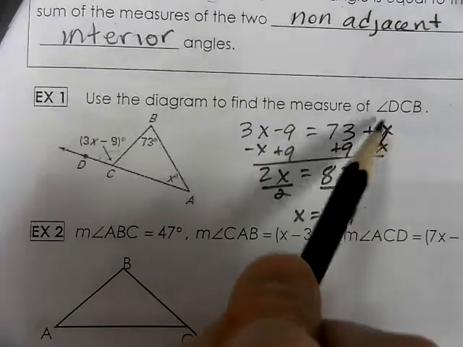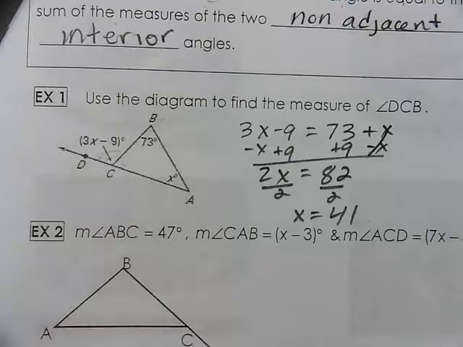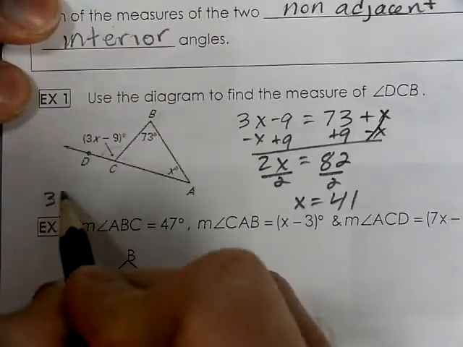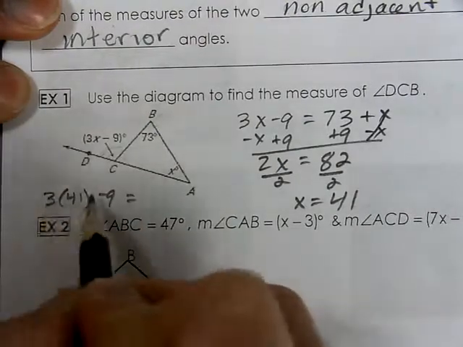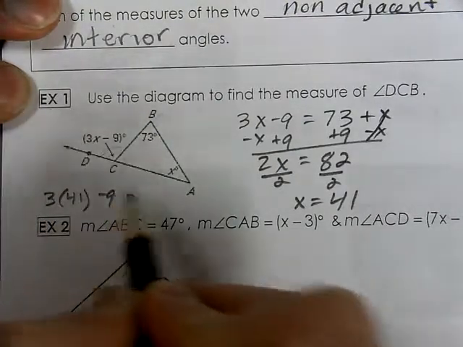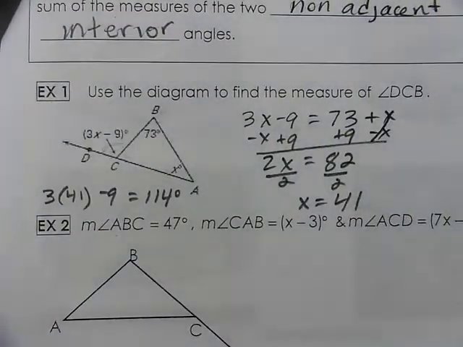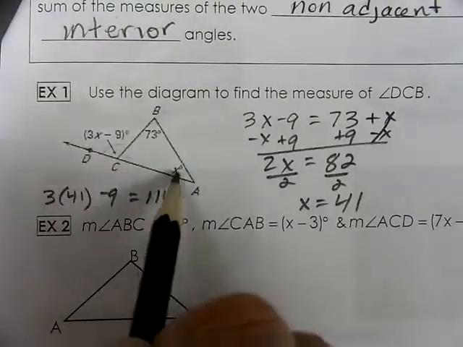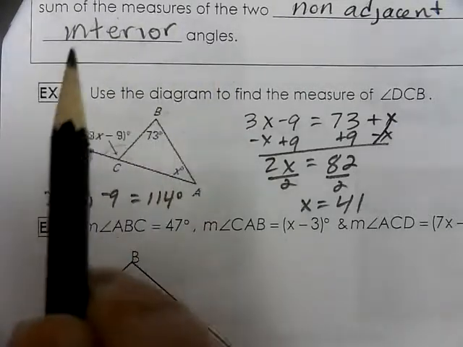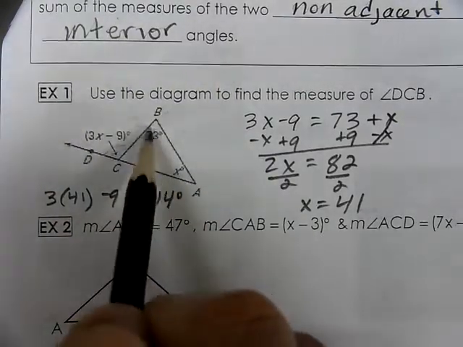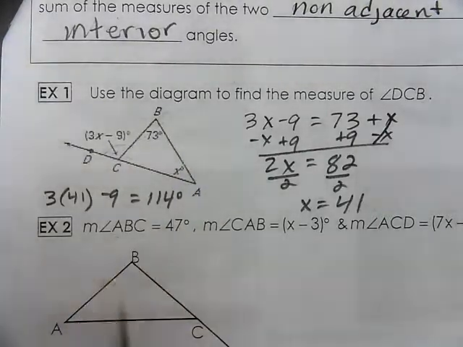They want us to find the measure of DCB. So that's the exterior angle. So we're going to say 3 times 41 minus 9. That's 123 minus 9. That's 114 degrees. The other way we could have done it, besides plugging it in here, 41 and 73 have to add up to equal that angle. So you get 110 plus the 3 and the 1, which is 114.